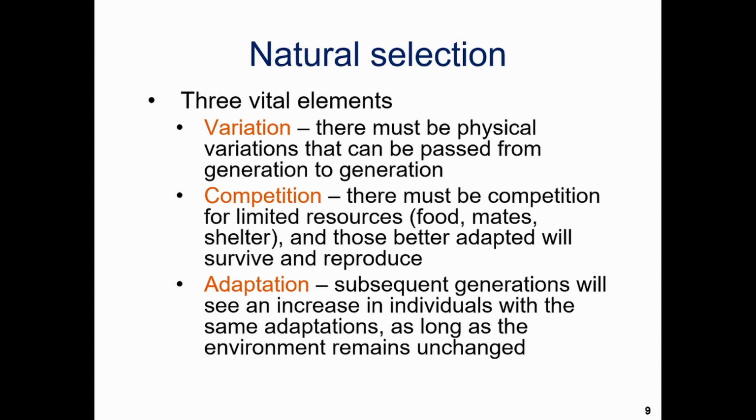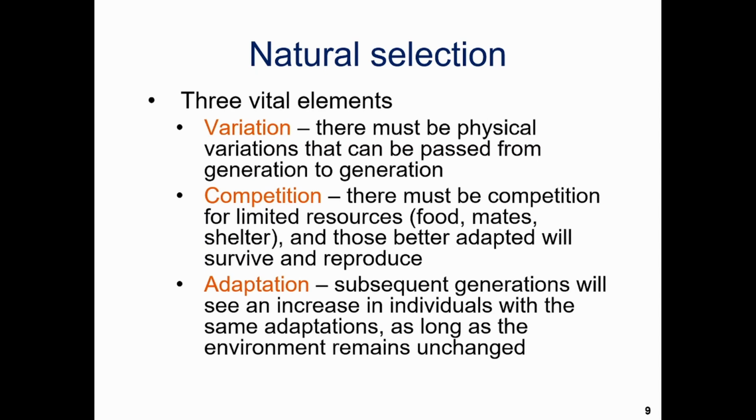Our second element is competition. Some of those different individuals are going to outcompete others. Resources are limited. Food, shelter, mates, all of those things are in limited supply. Because of the traits they have, some individuals are going to capture more of those resources than others. That's going to allow them to survive, reproduce, and have more offspring that are able to survive and reproduce as well. And lastly, our last element is adaptation.